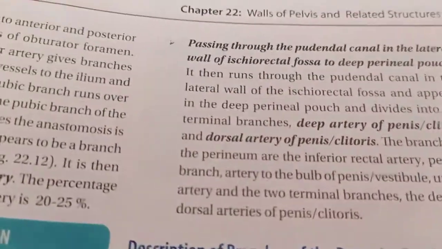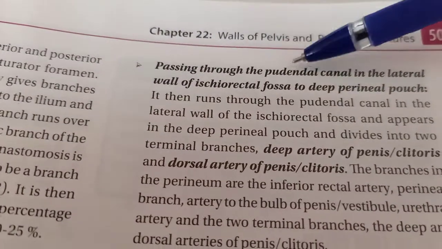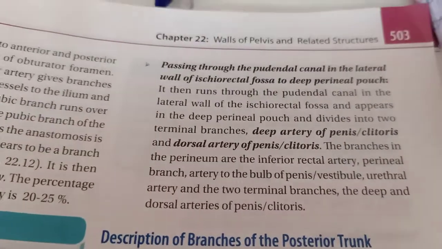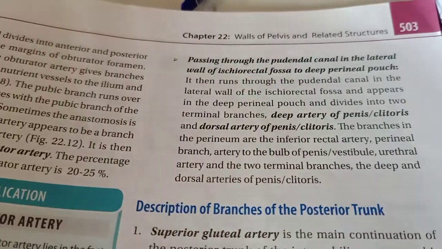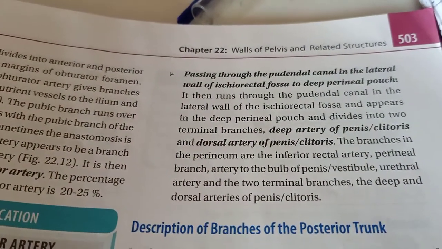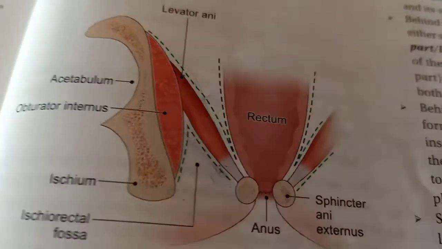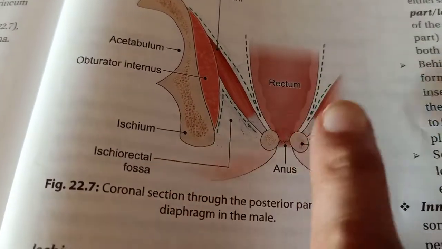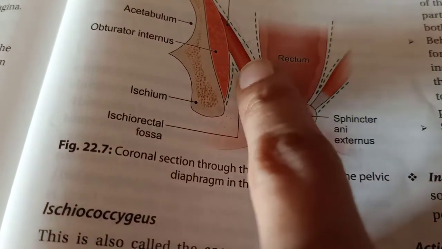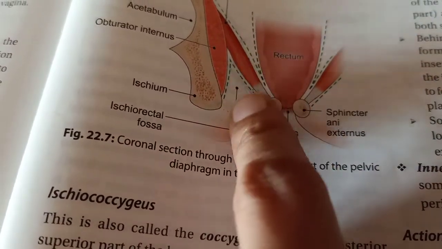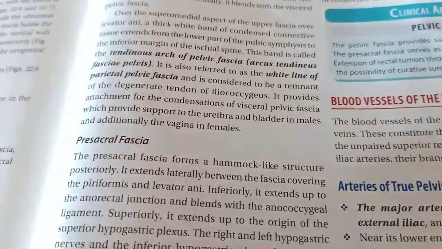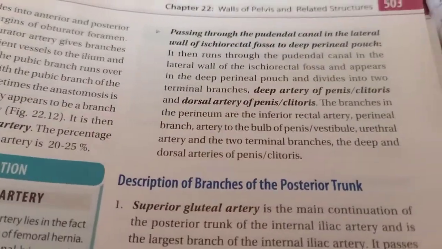Then it passes through the pudendal canal in the lateral wall of the ischiorectal fossa. The ischiorectal fossa is between the ischium and the rectum. So it reaches the pudendal canal by running through the lateral wall of the ischiorectal fossa. If you see here, this is the ischiorectal fossa; between the ischium and the rectum, there is a fossa. From the lateral wall of the ischiorectal fossa, the pudendal artery runs, reaching the pudendal canal.